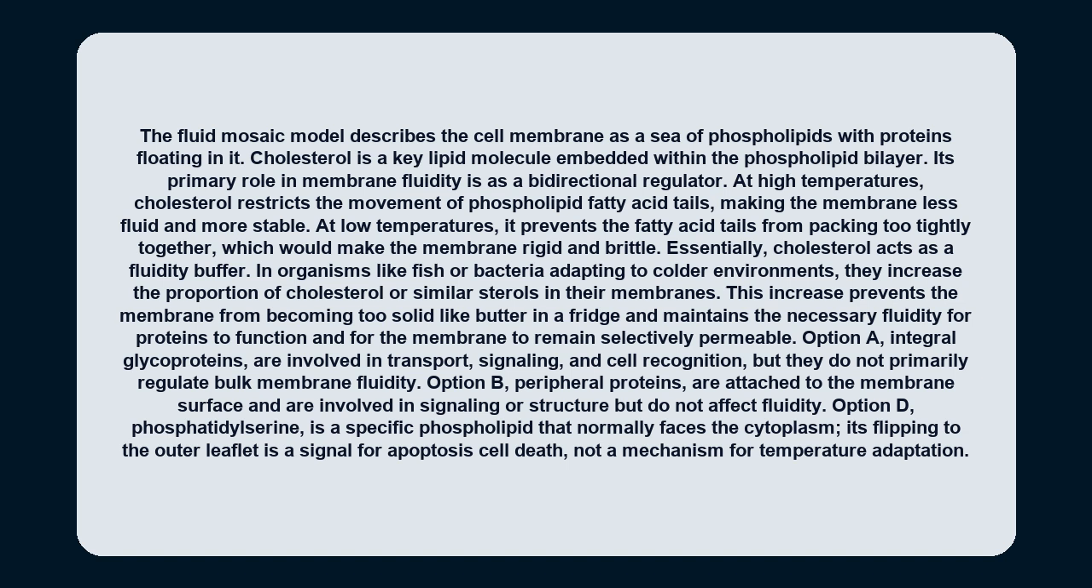Option A, integral glycoproteins, are involved in transport, signaling, and cell recognition, but they do not primarily regulate bulk membrane fluidity. Option B, peripheral proteins, are attached to the membrane surface and are involved in signaling or structure, but do not affect fluidity. Option D, phosphatidylserine, is a specific phospholipid that normally faces the cytoplasm. Its flipping to the outer leaflet is a signal for apoptosis, cell death, not a mechanism for temperature adaptation.